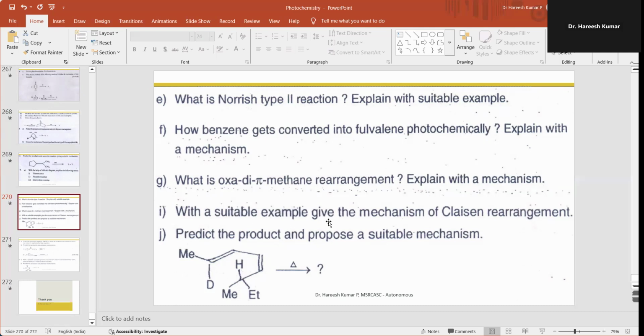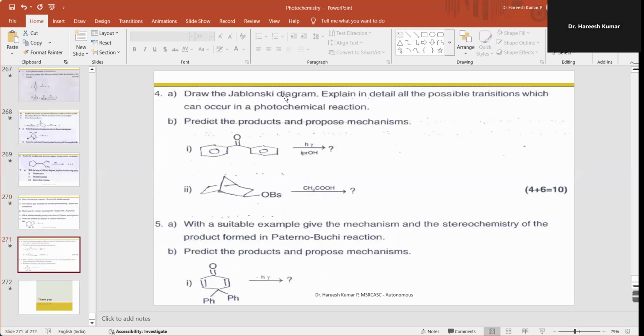Explain with a suitable example and give the mechanism of the Claisen rearrangement. So the Claisen rearrangement, and predict the product and propose a suitable mechanism. These two reactions are very cyclic reactions you can write. Then draw the Jablonski diagram and explain in detail. That means many times Jablonski is repeated, you should be familiar with it. And this is again a photoreduction.